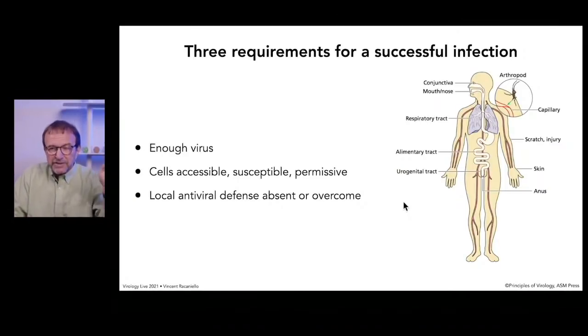Where that virus goes, the cells have to be accessible, they have to be susceptible, and they have to be permissive. Accessible is clear, right? If the virus can't get to them, they're not going to be infected. And you know what susceptible and permissive means. We've already learned that. And finally, local antiviral defenses either have to be absent or overcome to allow that first infection. So if I inhale some virus and I don't have any antibodies in my upper tract, the virus is going to start reproducing until maybe the memory response kicks in, the memory to a vaccine or another infection with a similar virus.